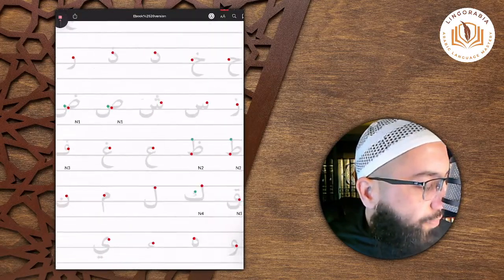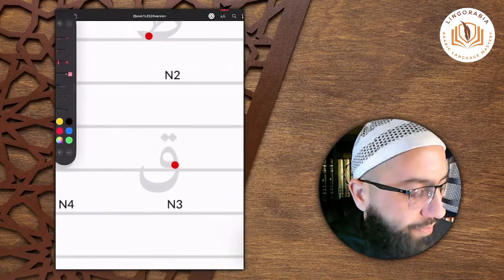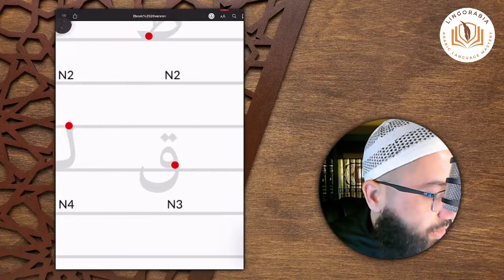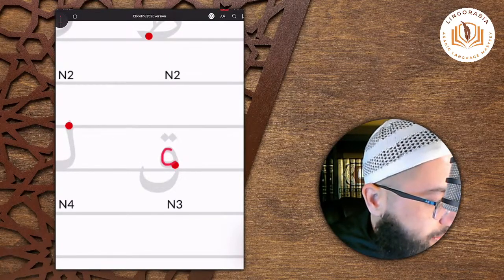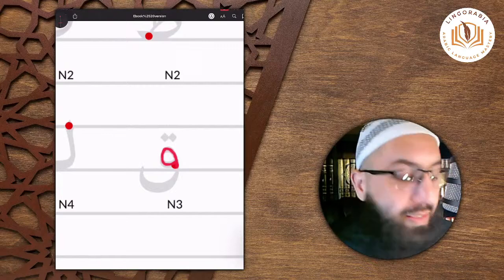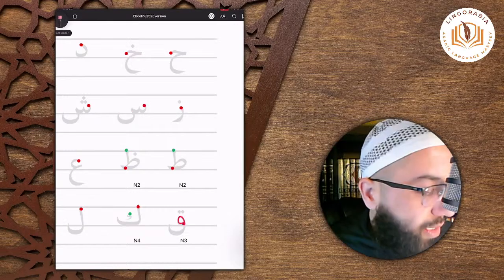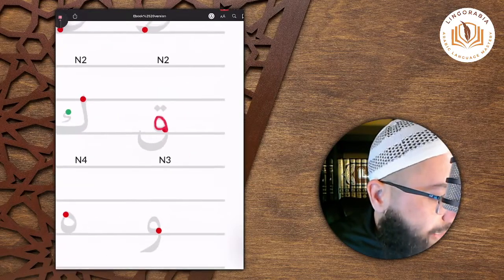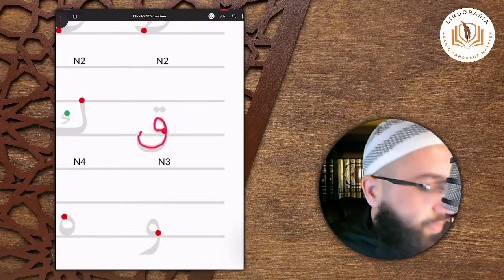And then the qaf. The qaf is a bit different. The first part is similar. You have a round shape. Again, you go clockwise. You start at the red dot and you go clockwise. But then, remember the second part of the seen, the sheen and the sad and the dad. The second part is similar to that. So you go and you go deeper.